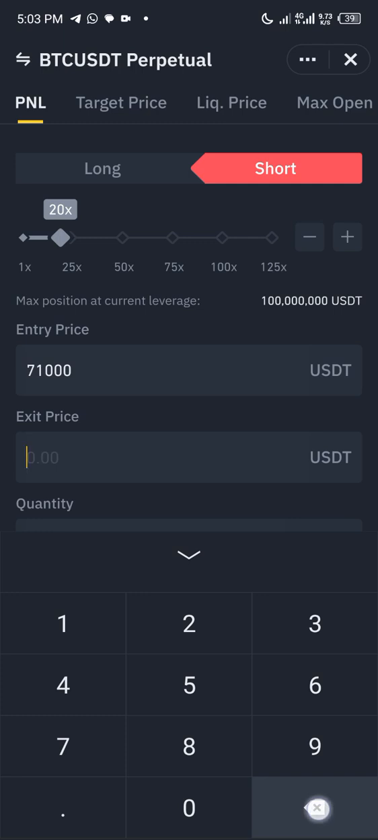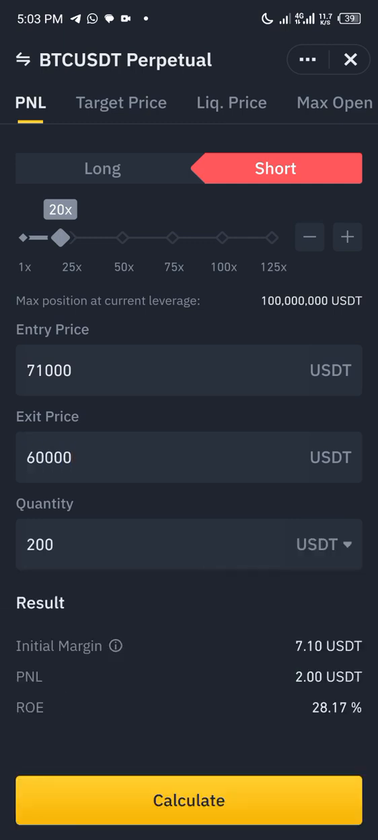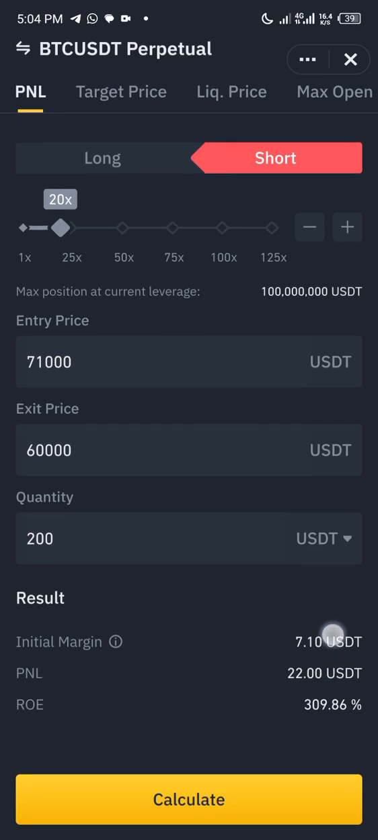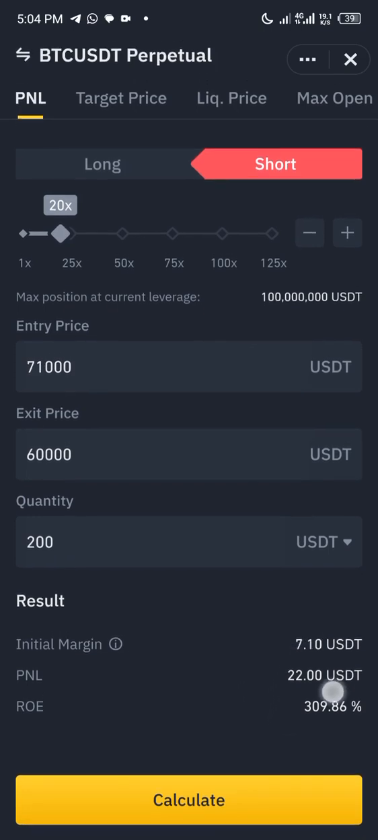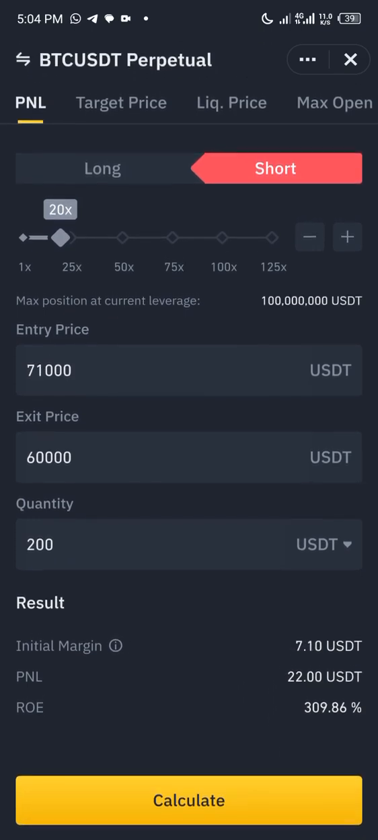So let me now delete this and change it to if Bitcoin can fall to 60,000 USDT, and I'm using the same amount also. I'll just click on calculate. So this is my initial margin as usual, 7.10 USDT, and I'll be making P&L profit of 22 USDT with ROE of 309% with this amount I'm using to trade with. So that's how you calculate your profit and loss using the long position and short position.